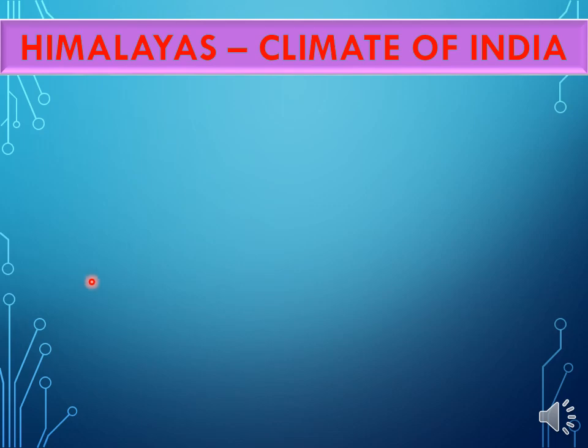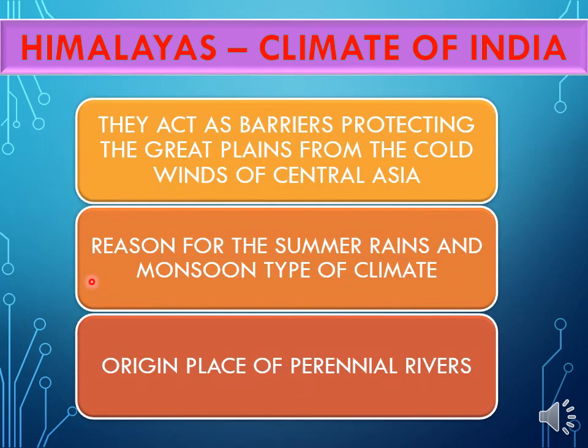Now, Himalayas and climate of India. Himalayas are the reason for the present climate in India. They act as barriers protecting the great plains from the cold winds of Central Asia. They are the reason for summer rains and monsoon type of climate. They are the origin place of perennial rivers.